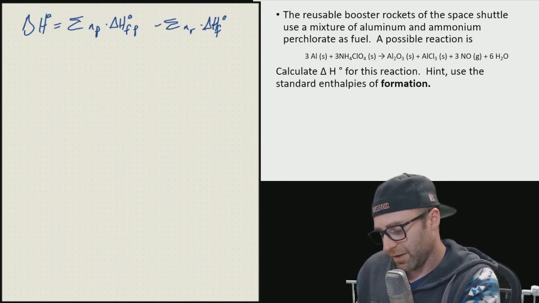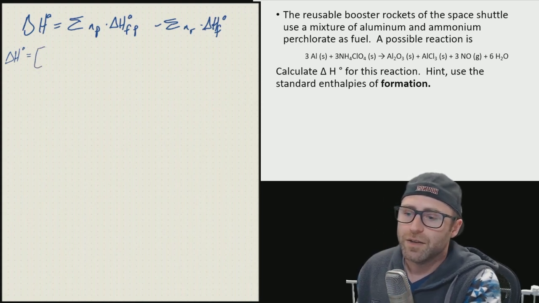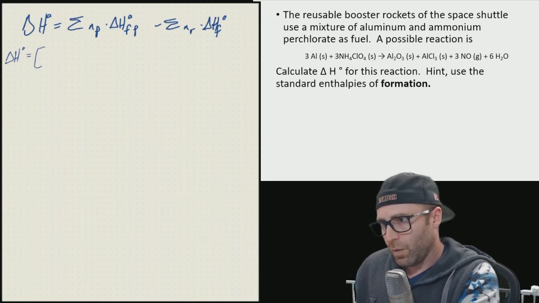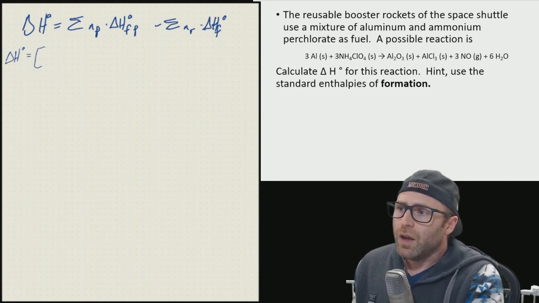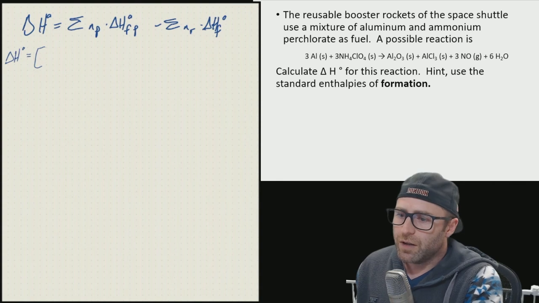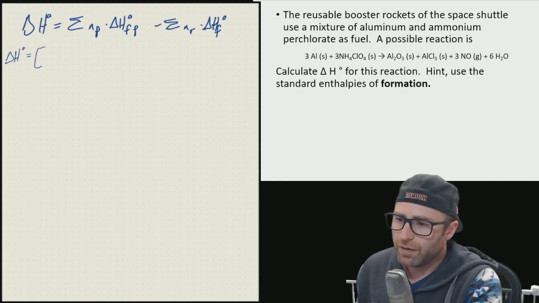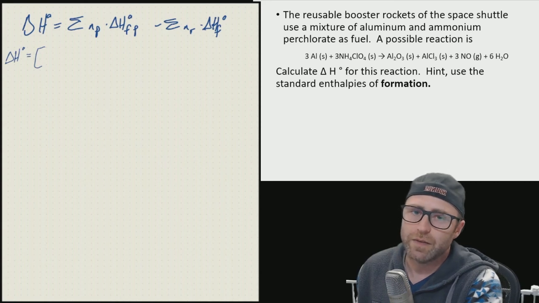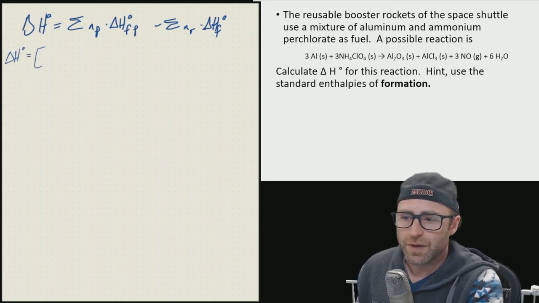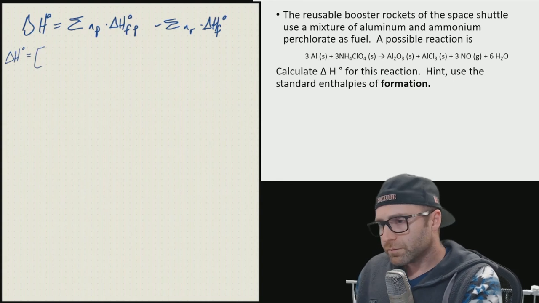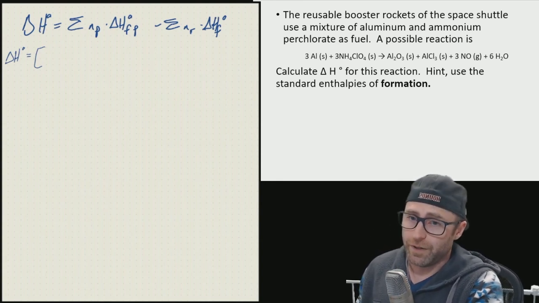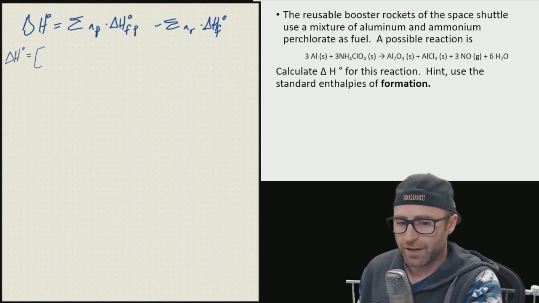I'm also going to decrease the width of the font here so that I can try to get this to fit. So delta H is going to equal, and let's get started with our products. Product number one is our aluminum oxide. Specifically, we need to make sure that we have a balanced equation. If we take a look at our balanced equation, do we have something that's balanced? Yes, we do. Nice. Notice how the first thing I did was make sure that was a balanced equation before I started doing math. I definitely know something that I'm going to be doing on your test to make sure that you're paying attention to that.